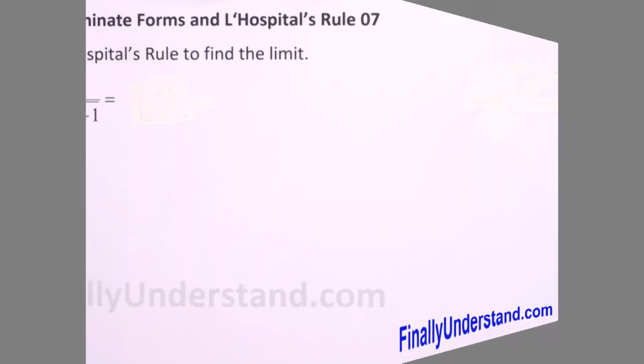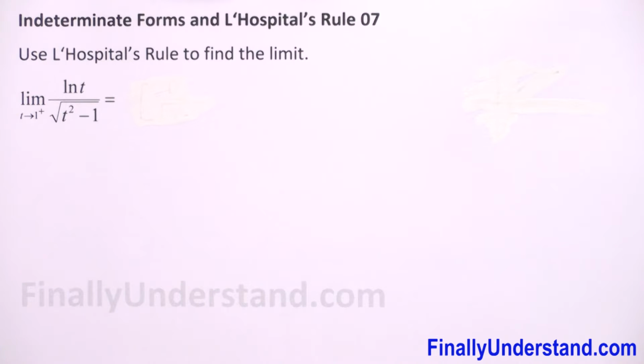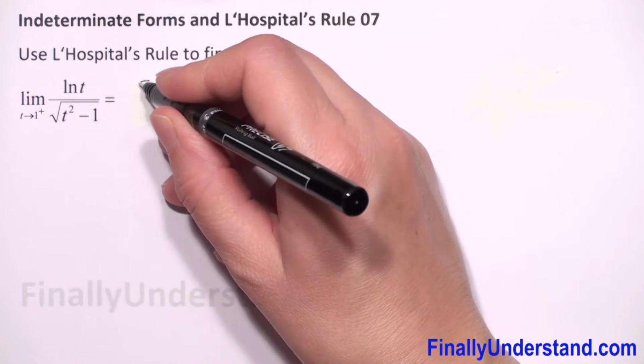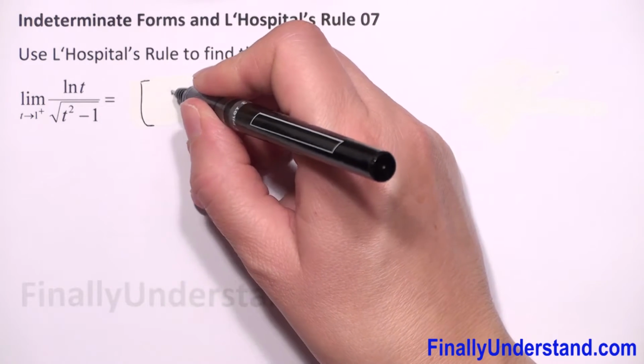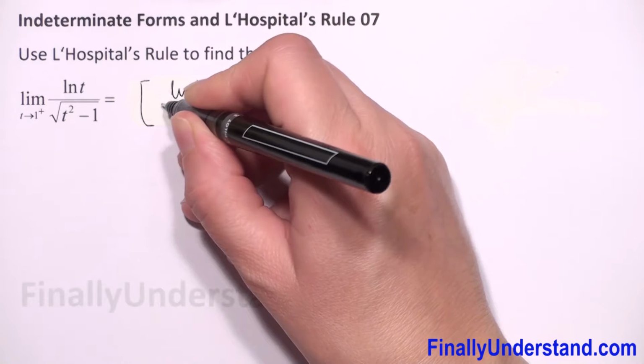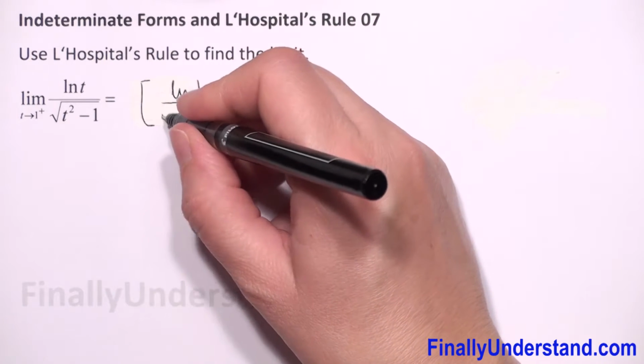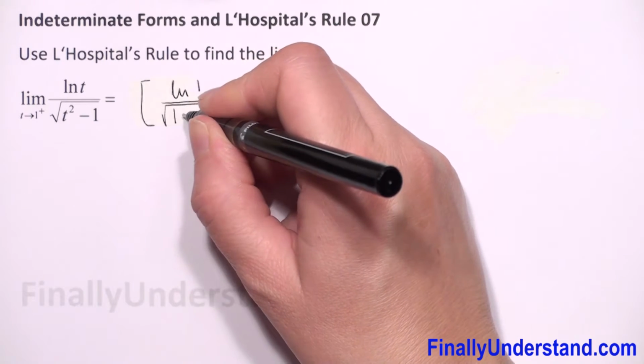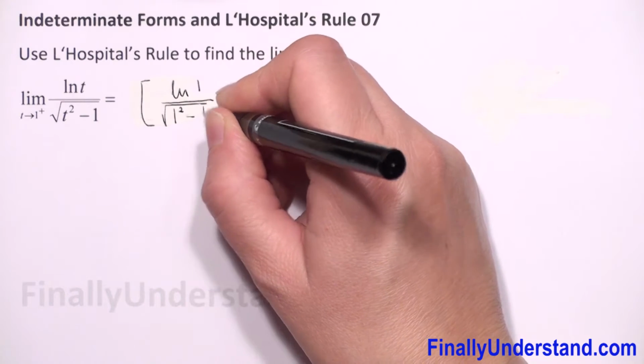We have to use L'Hopital's rule to find the limit. First, we have to check what will be when we replace t's by 1. Let me put this in brackets. We have natural log of 1 over square root of 1 squared minus 1.